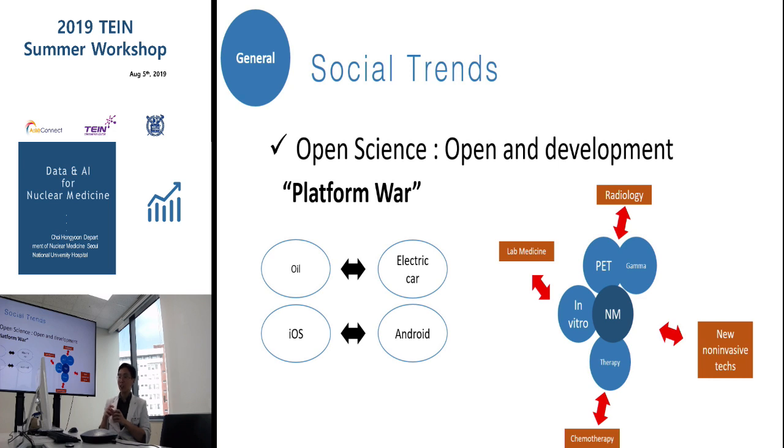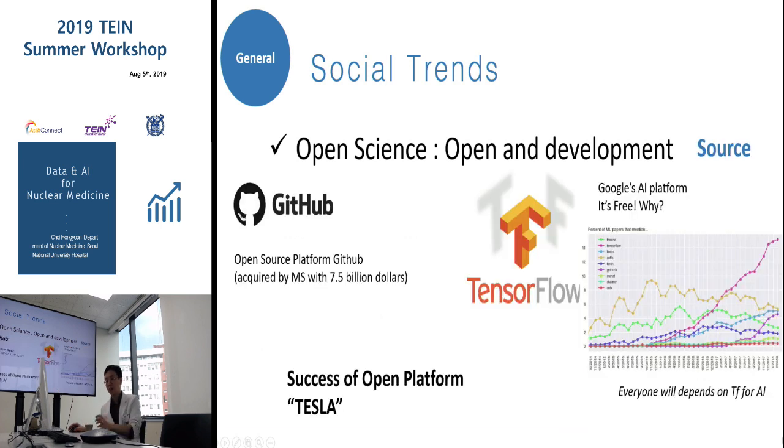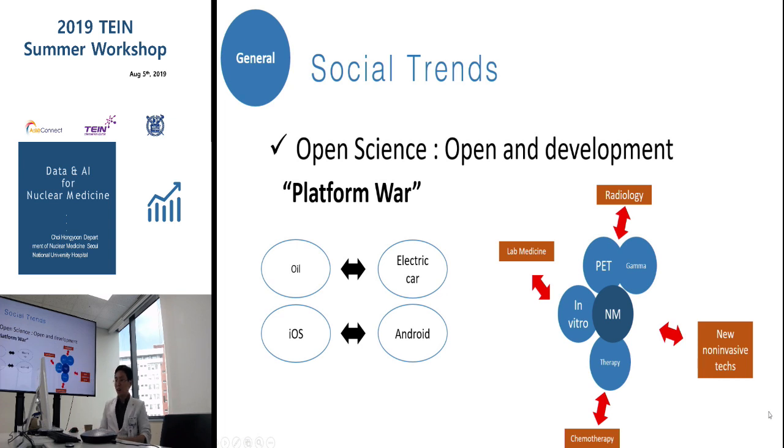It is involved in many industrial fields, such as the car industry. Many previous cars used oil and gasoline engines. However, electrical systems have become another platform. And as you know, Tesla opened their platform to the whole world. So electric cars want to become the winner of the platform war. And iOS and Android is another platform war in the smartphone field.